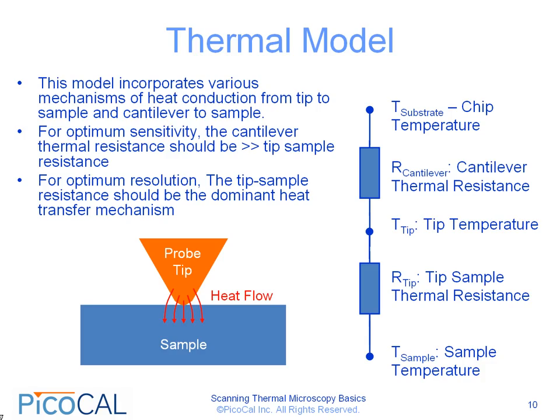For optimal sensitivity, the cantilever thermal resistance should be much greater than the tip-sample resistance. And for optimum resolution, the tip-sample resistance should be the dominant heat transfer mechanism in the system. This simple thermal model allows designers a way to ensure that maximum sensitivity and resolution is achieved.